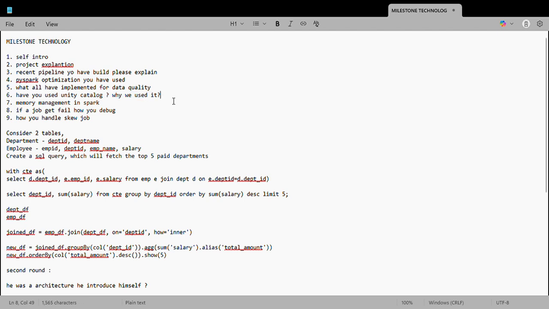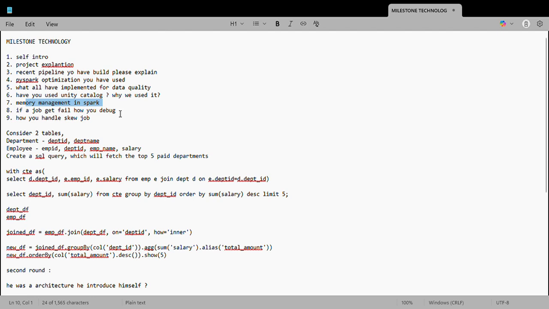Then he asked how memory management happens in Spark. The follow-up question was why driver out of memory can happen, and in which case executor out of memory happens. That's the kind of error he asked about. I explained in what scenarios driver OOM happens and executor OOM happens.